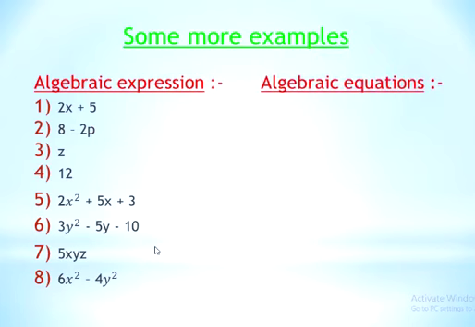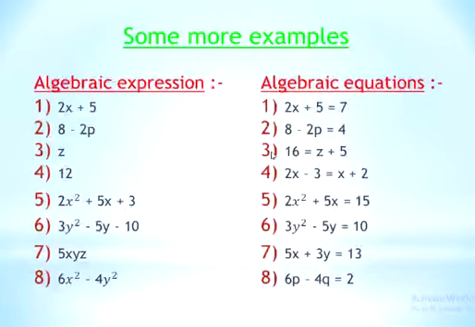And what are algebraic equations? Let us look here. 2x plus 5 is equal to 7. It means the value of the left hand side is equal to the right hand side, so it is called an algebraic equation. 8 minus 2p is equal to 4, 16 is equal to z plus 5, 2x minus 3 is equal to x plus 2, 2x square plus 5x is equal to 15, 3y square minus 5y is equal to 10, 5x plus 3y is equal to 13, 6p minus 4q is equal to 2.